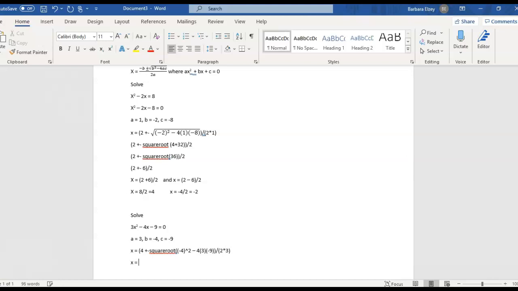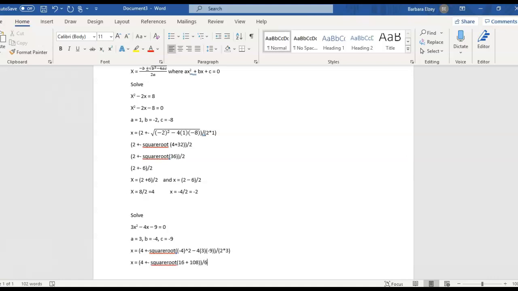All right, so let's work it out. I'll have 4 plus and minus the square root. -4 squared will be 16. Let's watch our signs here. We have a -4 times a +3. That's -12. -12 times -9 is 108, a positive 108. And that entire numerator is over 6.